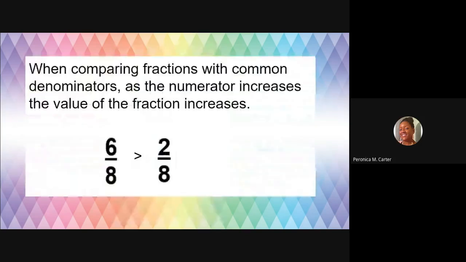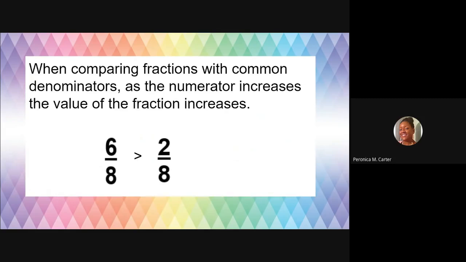So when the denominators are the same, which all of these have 8 as their denominator, when the numerator gets bigger, the portion of the fraction becomes more, its value becomes increased. All right, so let's look at this. So when comparing fractions with common denominators, as the numerator increases, the value of the fraction increases.